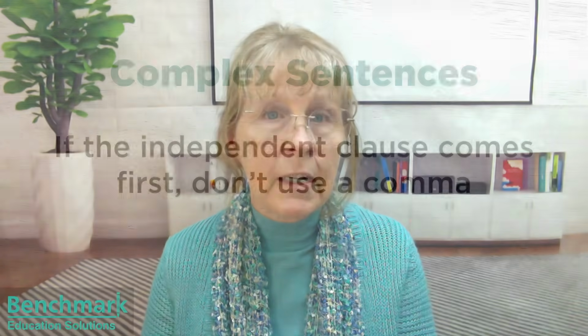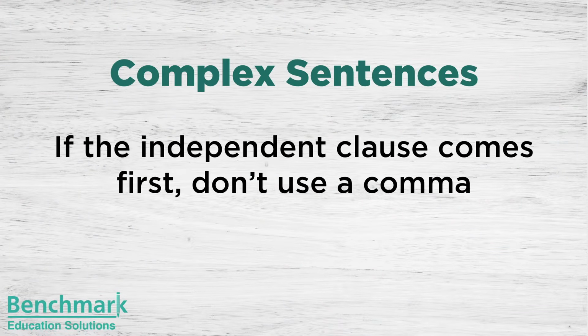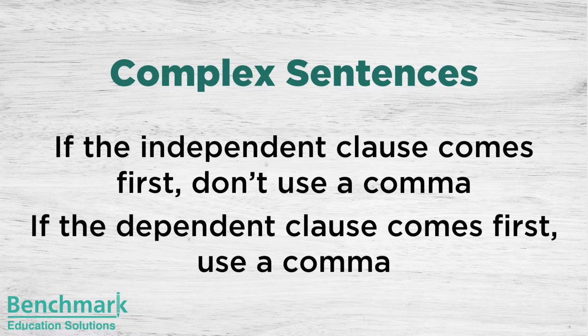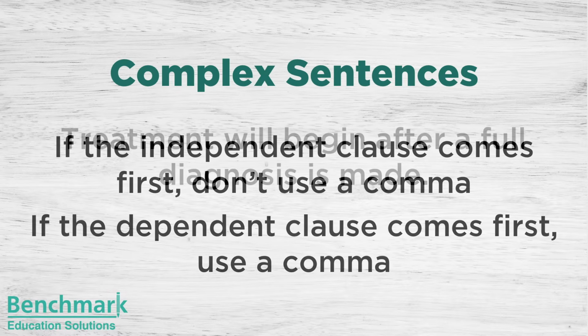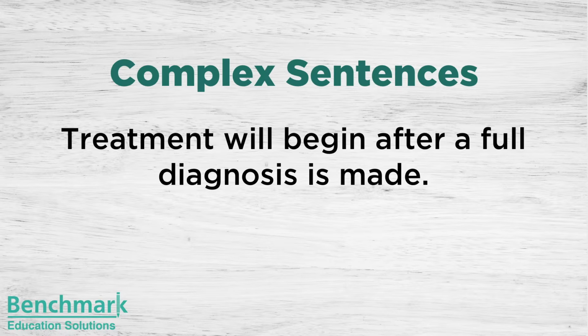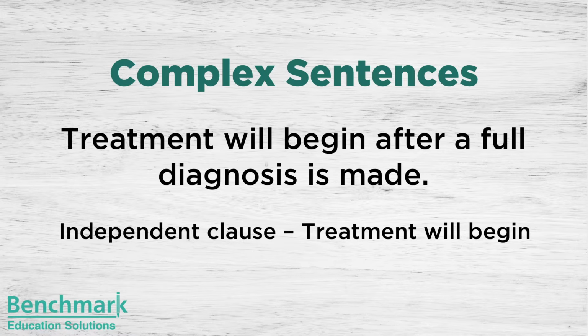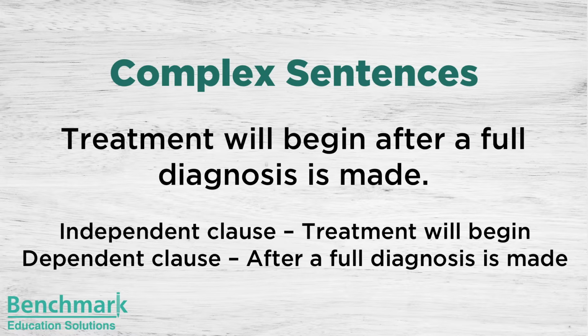The comma rule for these will change according to which clause comes first, the independent clause or the dependent clause. If the independent clause comes first, we don't need a comma. If the dependent clause comes first, use a comma to separate the two clauses. Here are some examples. Treatment will begin after a full diagnosis is made. The independent clause is treatment will begin, which is a complete sentence by itself with a subject, treatment, and a verb, will begin. The dependent clause is after a full diagnosis is made.